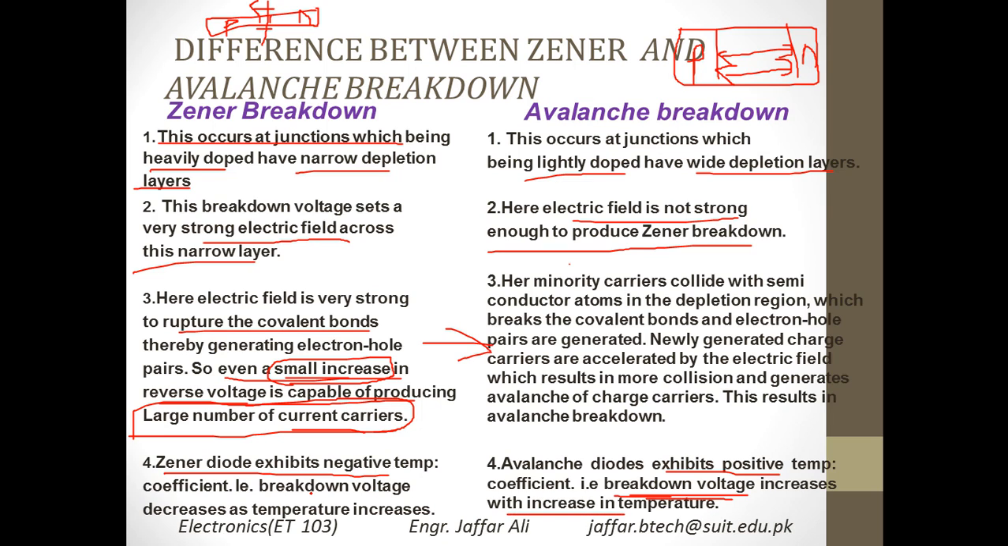And in the Zener diode, with the decrease in the breakdown voltage, the temperature increases. So here the case is reversed between the temperature and voltage. This is the reverse scenario, you can say inversely proportional, and the avalanche is directly proportional with the temperature.